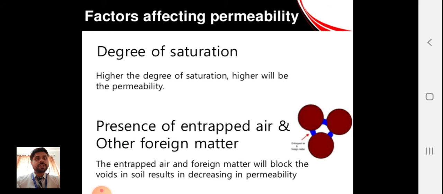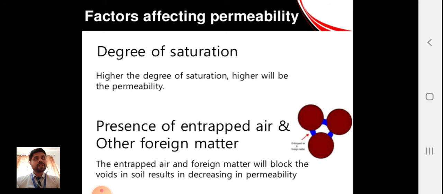Now, degree of saturation. The higher the degree of saturation, the higher will be the permeability, as we have discussed. If the soil is already saturated, then it will be easier for the water to flow through it. If the soil is dry or unsaturated, then the flow will obviously decrease.